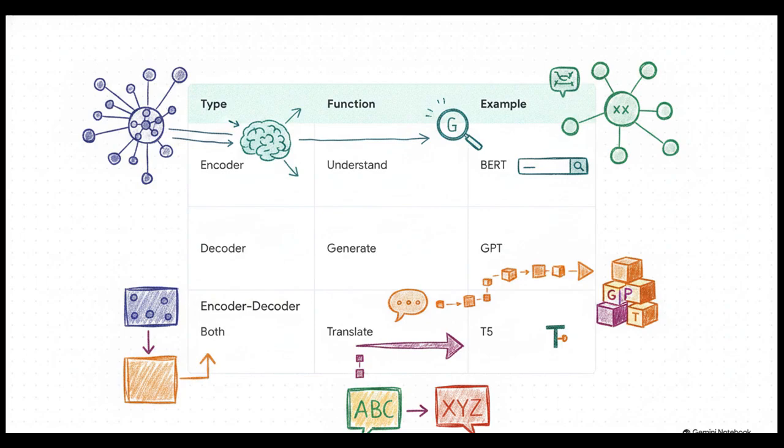First up, we have encoder-only models. An encoder's whole job is to read and build a deep mathematical understanding of the input. Google's BERT is a famous example here. It's phenomenally good at understanding context, which is exactly why it revolutionized Google search.